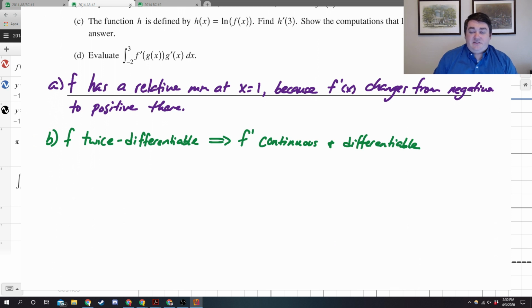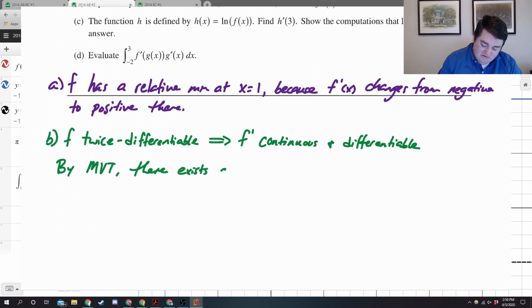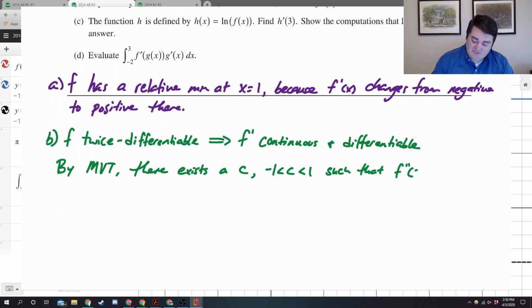So now that that's out of the way, I'm going to say by mean value theorem, there exists a c between -1 and 1 such that f double prime of c equals f prime of 1 minus f prime of -1 over 1 minus -1.